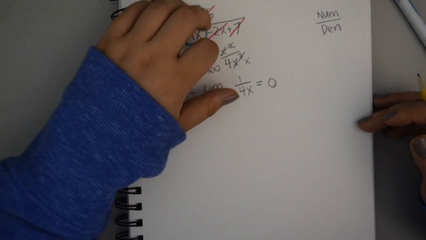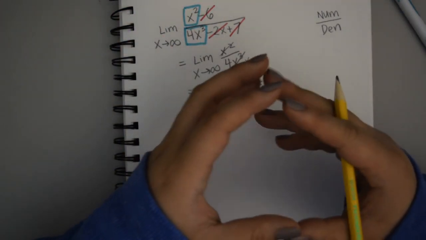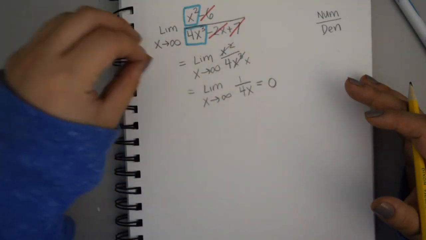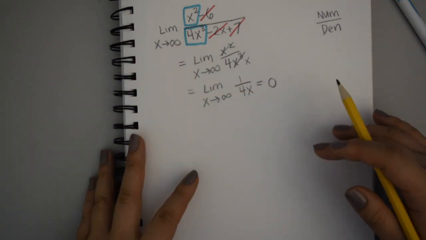But in a way, for limits as x approaches infinity, you're thinking really just the big picture. We're not thinking of x approaching a specific value anymore. We now just want to know what the end behavior is.